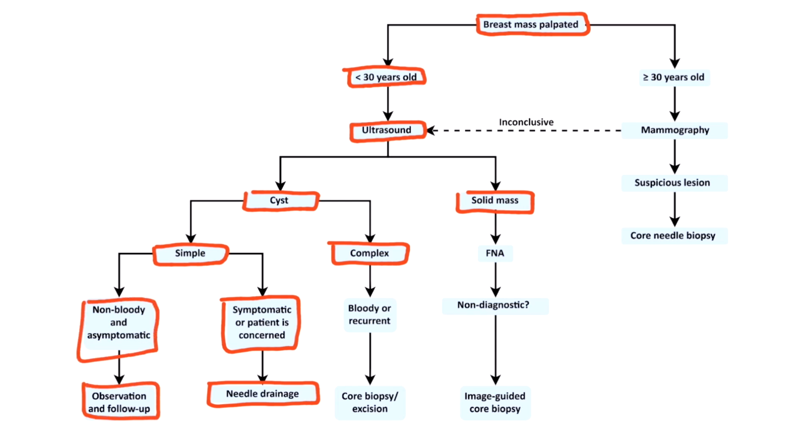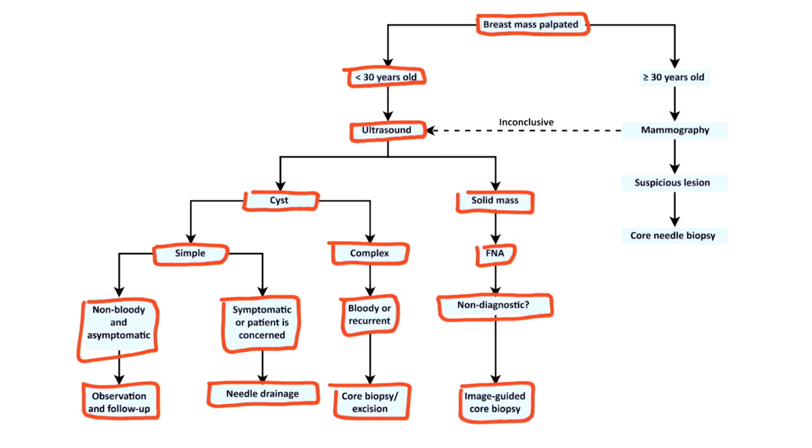Complex breast cysts, on the other hand, have thick walls with thick septae. If they have bloody fluid on aspiration or are recurrent, they require a core needle biopsy and/or excision. A solid breast mass detected on ultrasound needs fine needle aspiration, and if non-diagnostic, image-guided core biopsy is then needed. Patients 30 or more with small solid lesions on mammography require core biopsy to confirm the diagnosis. However, if mammography is inconclusive, then ultrasound can be performed on the lesion.